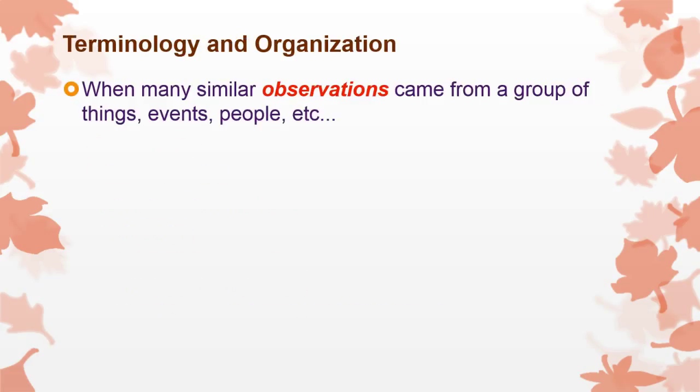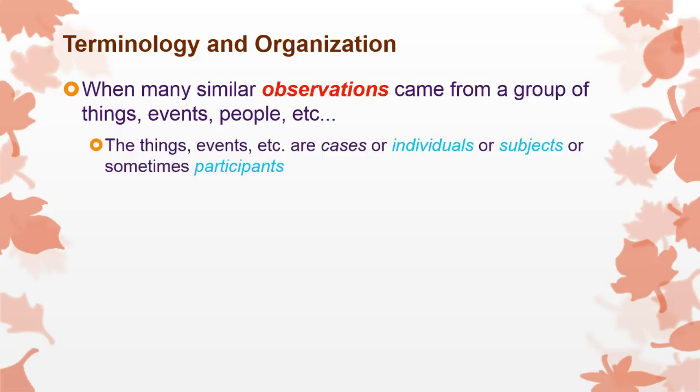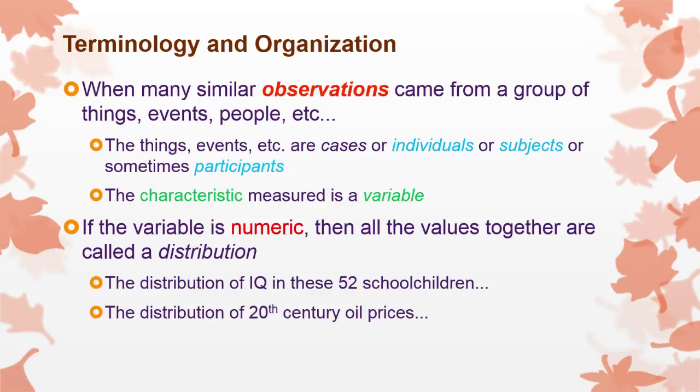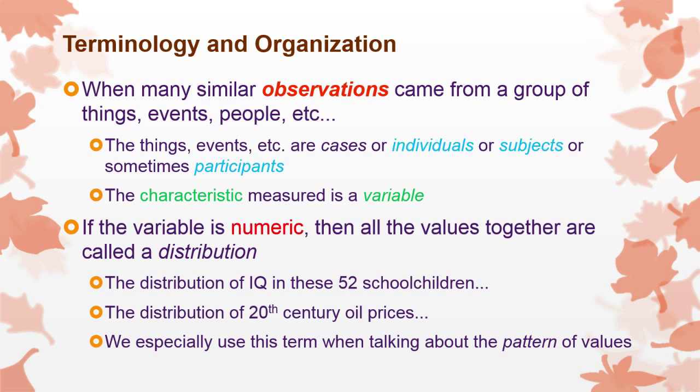So some terminology and some organizations. When we have many similar observations, these are processes of looking at a thing or an event or something out there in the world and writing things down. When many similar observations come from a group of things or events or people, then we sometimes call that a variable. But the things or the events that we observed, we call them cases, or individuals, or subjects, or participants. And then the characteristic itself is a variable, as we've mentioned before. If the variable is numeric, or numerical, I don't know the difference between those words, then all the values considered together as a whole are sometimes called a distribution. And we use that term distribution specifically when we're talking about a pattern in the values, rather than just the values themselves as a whole.